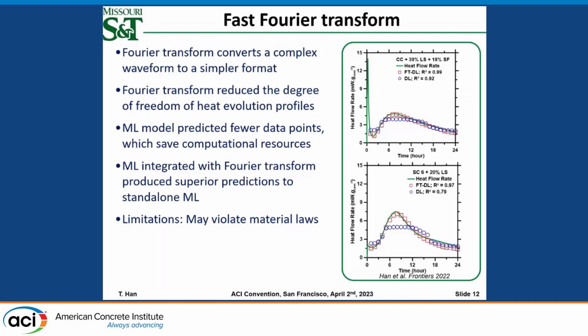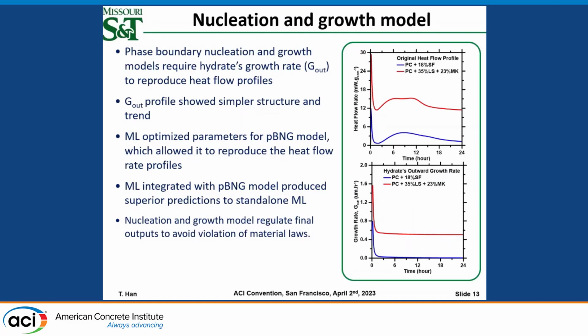But still, the fast Fourier transform is a mathematical method. During the transformation, it may violate some material laws. We don't want that to happen, so we came up with another method: machine learning informed nucleation and growth models, as we saw before. To use the nucleation and growth models, we need to know the growth rate of your hydrate, but we cannot guess.